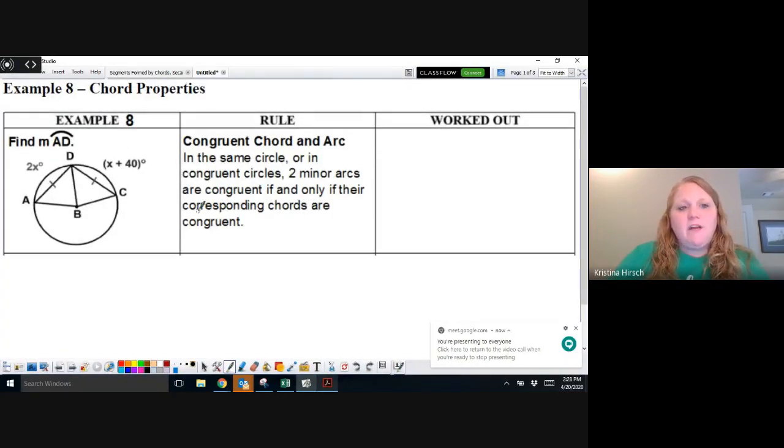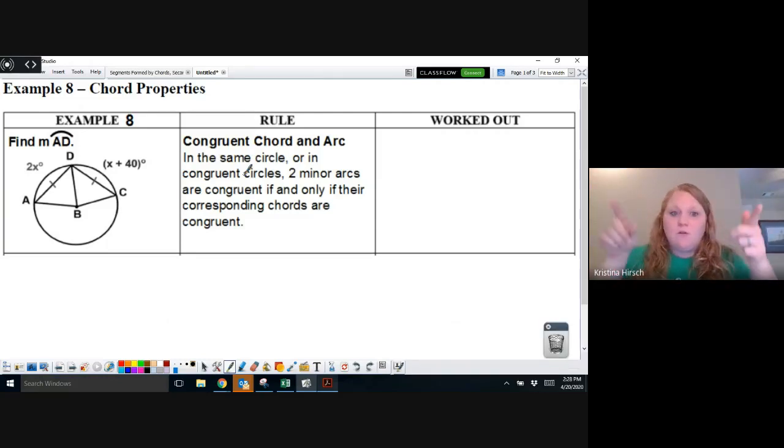Right, so this video is going to be about some different chord properties. I am on page 28 in your packet. For this first example, it says that if you have, in the same circle or in congruent circles, so sometimes they're not always just one picture, sometimes it's two separate circles.